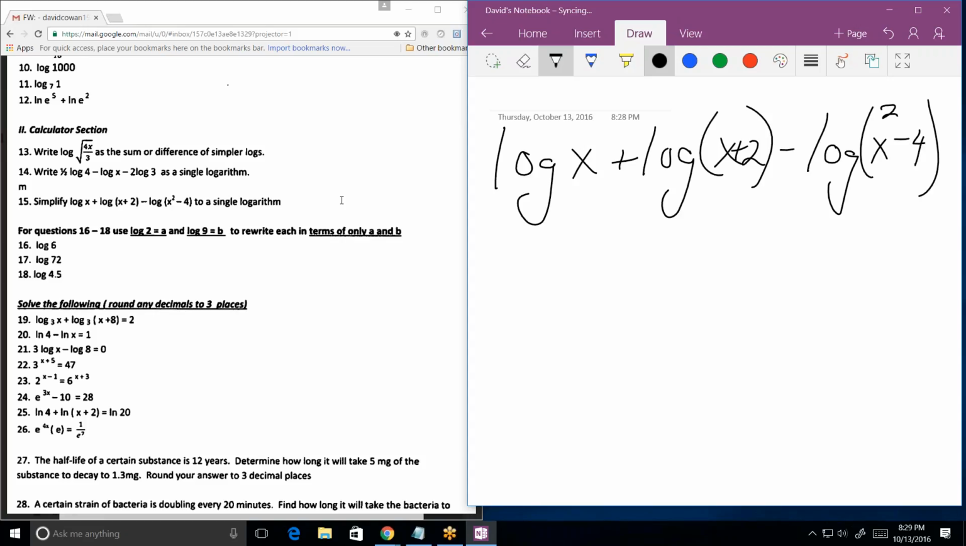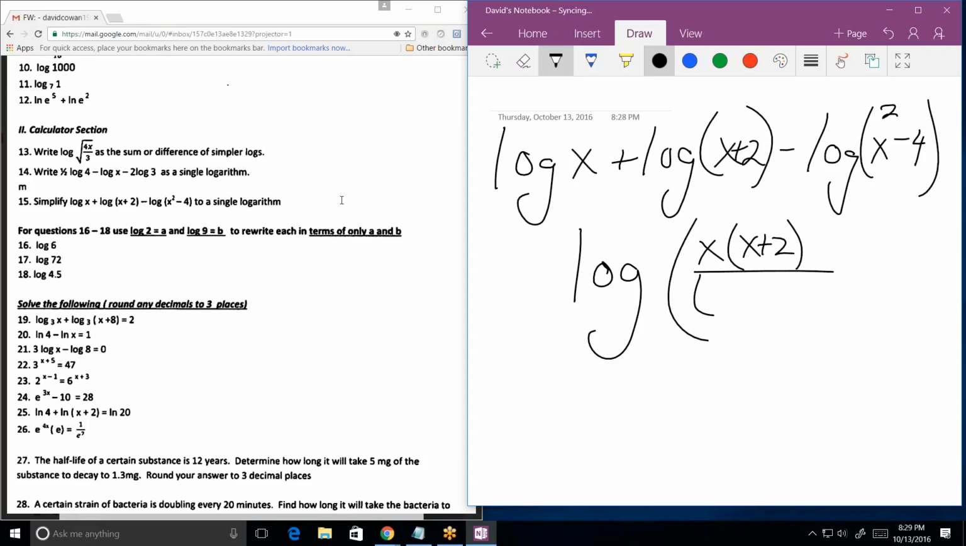Okay? So compress this. So would it be log 2x, no. Log x squared. Unmultiplied together for the moment. Okay. Log, yeah. And I'll show you why. Over x squared minus 4, which is the difference of perfect squares. How does it factor? X plus 2, x minus 2.